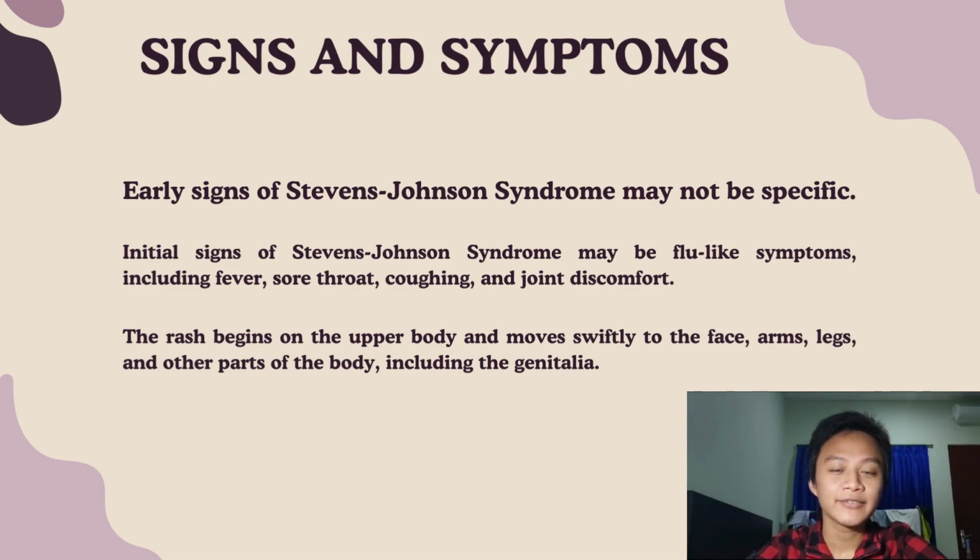Let me explain about the signs and symptoms of Stevens-Johnson syndrome. Early signs of Stevens-Johnson syndrome may not be specific. The initial signs may be flu-like symptoms, including fever, sore throat, coughing, and joint discomfort. Usually, the symptoms present as manifestations on the skin after several days. Typically, the rash begins on the upper body and moves swiftly to the face, arms, legs, and other parts of the body, including the genitalia. Involvement of the buccal, genital, or eye mucosa is present in more than 90% of all patients, and in several cases, respiratory and digestive symptoms are also affected.